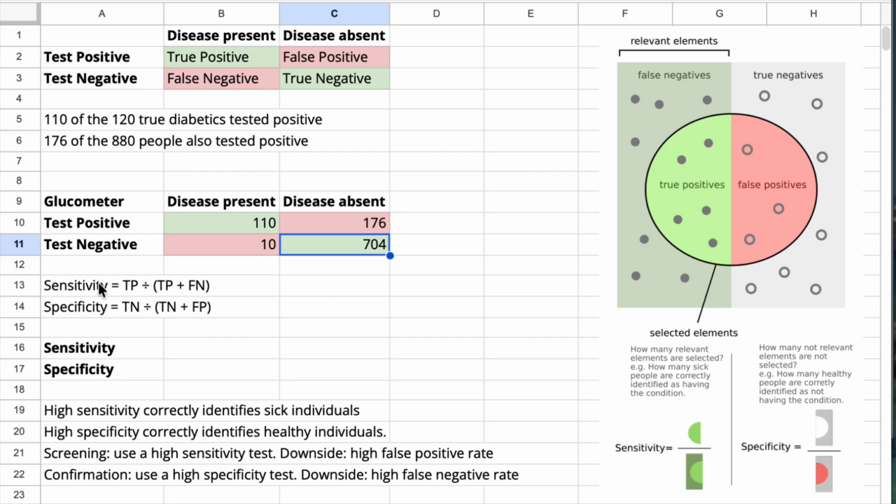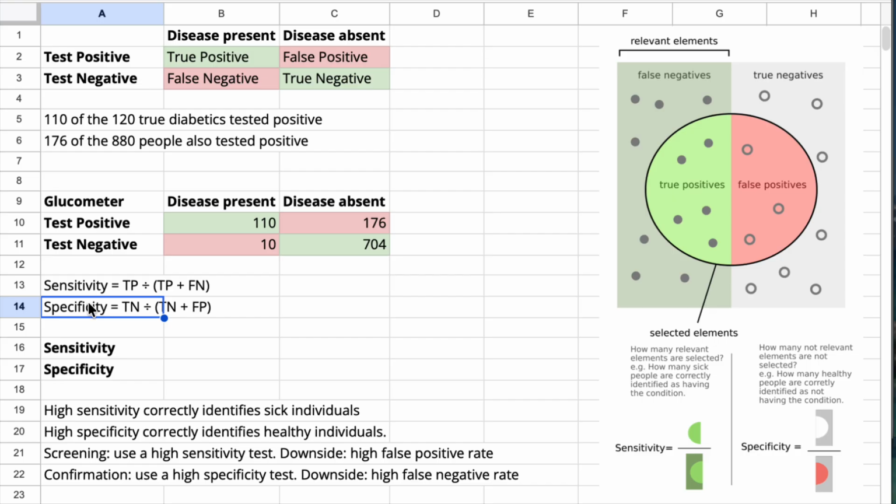In the world of public health and medicine, there are basically two numbers that we calculate: the sensitivity and the specificity. For screening, we want a high sensitivity.